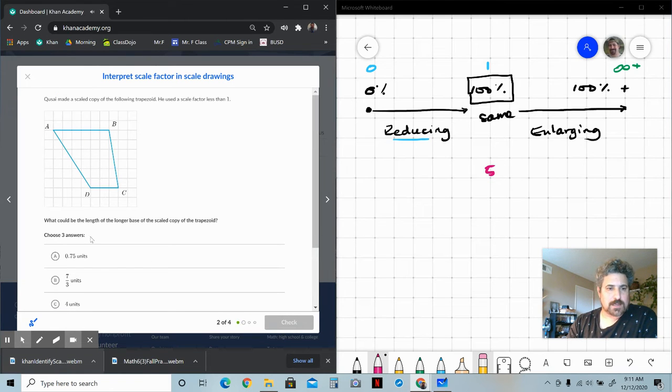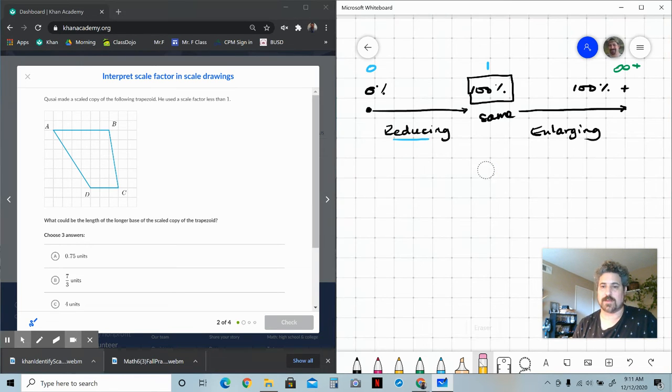Let's look at the next one. It says, Kusai made a scale copy of the following trapezoid. He used a scale factor of less than 1. Once again, you're looking at a value that is less than 1. So we just got to figure out what value they're talking about on this one, and then it's going to be less than that value.